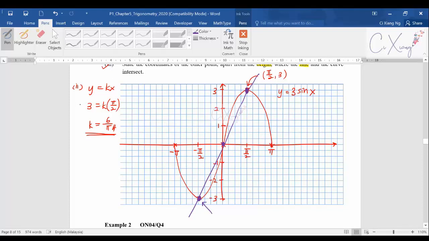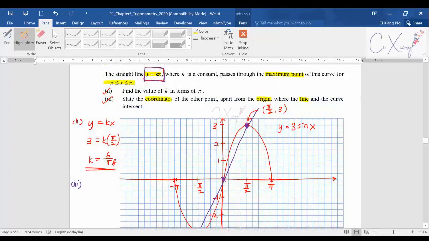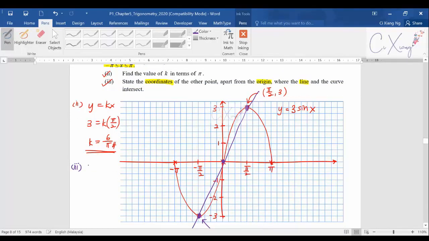Right, so they want you to state the coordinates of the other point apart from the origin. So again, coordinates besides the origin. Therefore, there are 2 coordinates here, which is pi over 2 and 3. No need to show any steps. And then another one is negative pi over 2 and also negative 3. So these are the 2 points of the intersection between the line and also the curve.